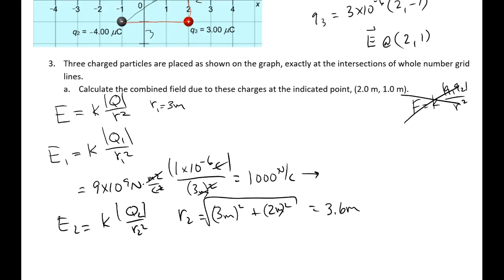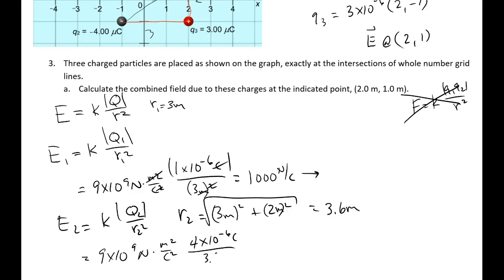So now I can plug in, and I get 9 times 10 to the 9th newtons times meter squared over coulomb squared. Q2 is a negative 4, but because absolute value doesn't matter, 4 times 10 to the negative 6 coulombs, all over 3.6 meters squared. If I punch all that in, 9 e 9 times 4 e negative 6 divided by 3.6 squared, I get 2769. So I'm just going to call that 2770 newtons per coulomb. And that's kind of at an angle.